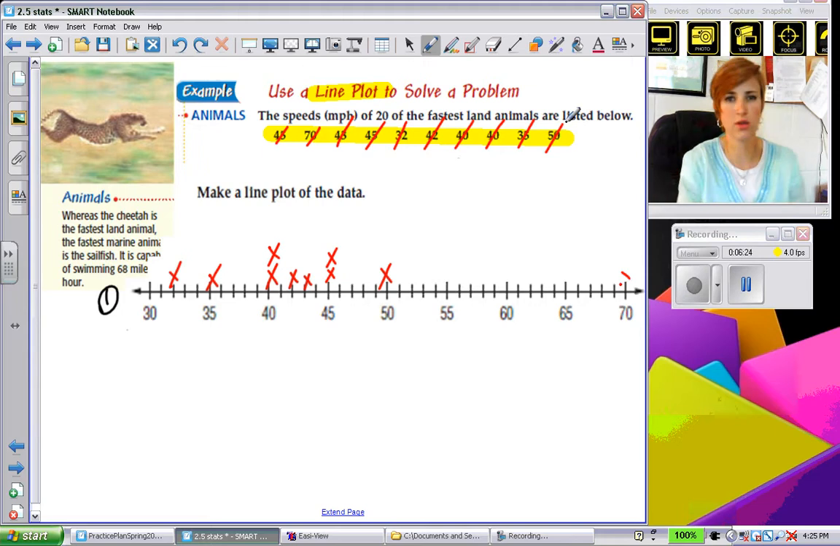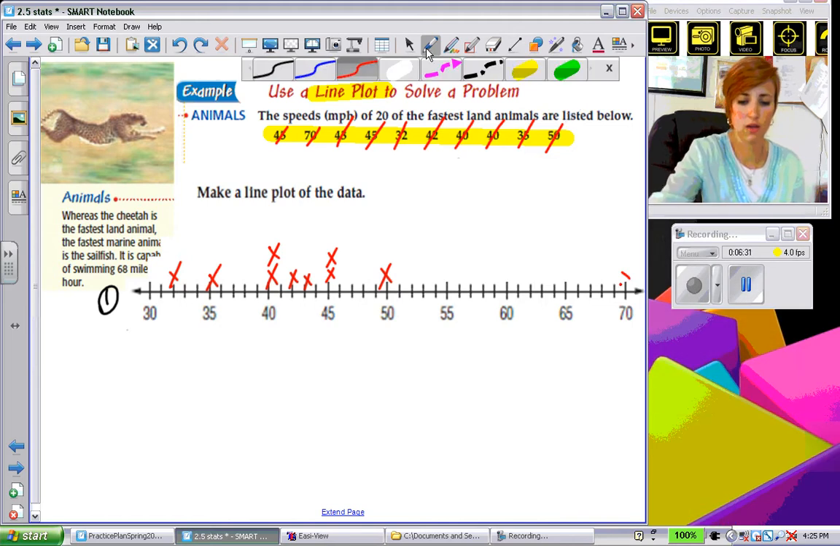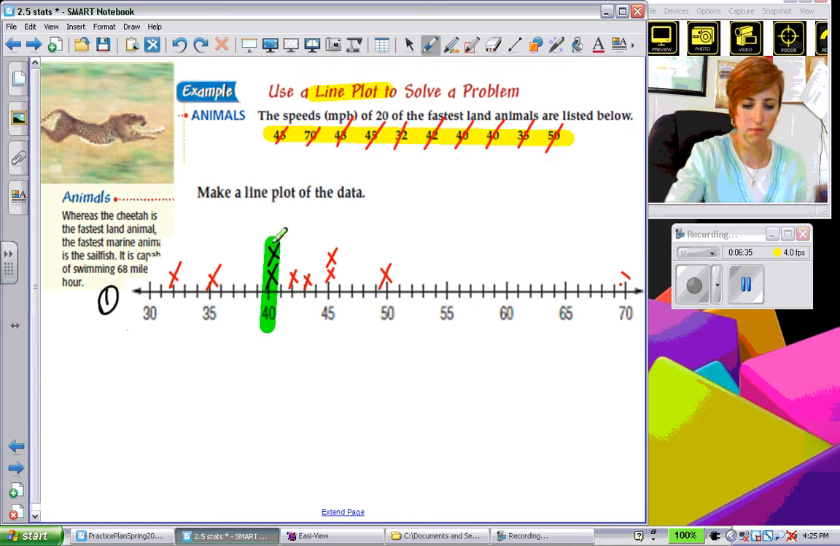If you look at the example and you look across your number line, the line plot shows the frequency. If you look right here, 40 miles per hour and 45 miles per hour both have 2. So they would be the ones that occur most often.